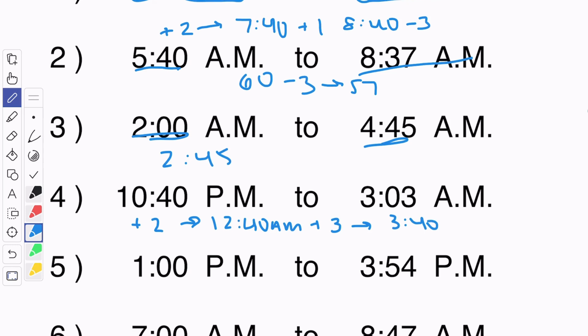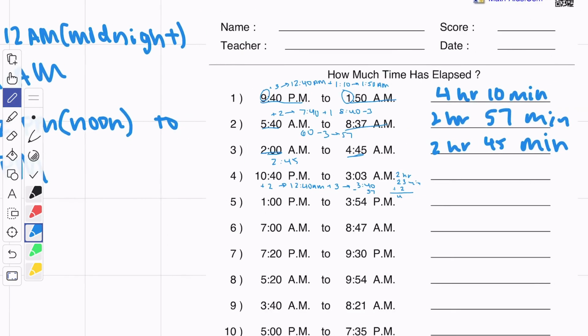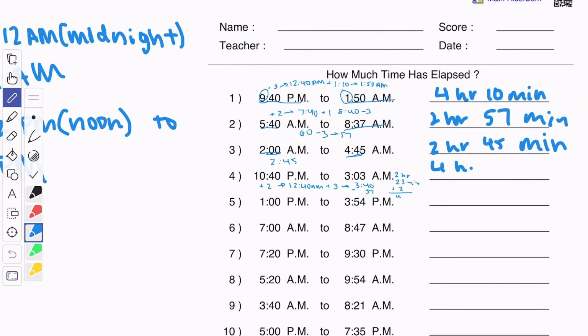But we need to subtract that by 37 to get our 3. So we're going to do 3 hours minus 37 minutes, which should give you 2 hours and 23 minutes, plus our already 2 hours, which should give us 4 hours and 23 minutes.